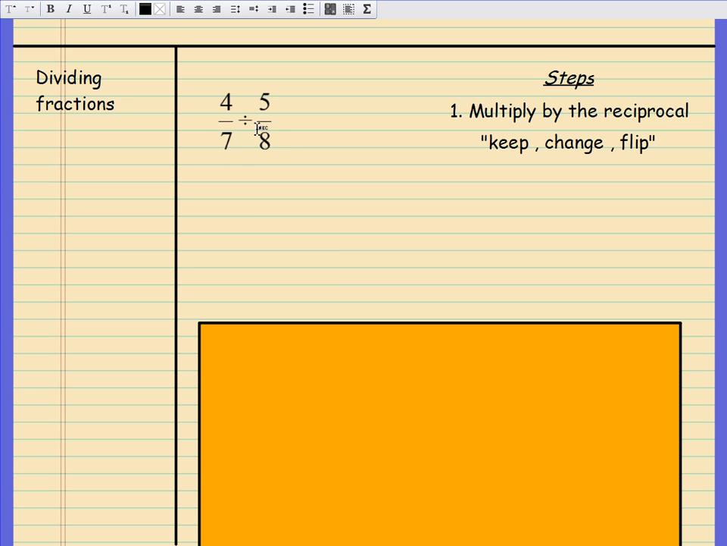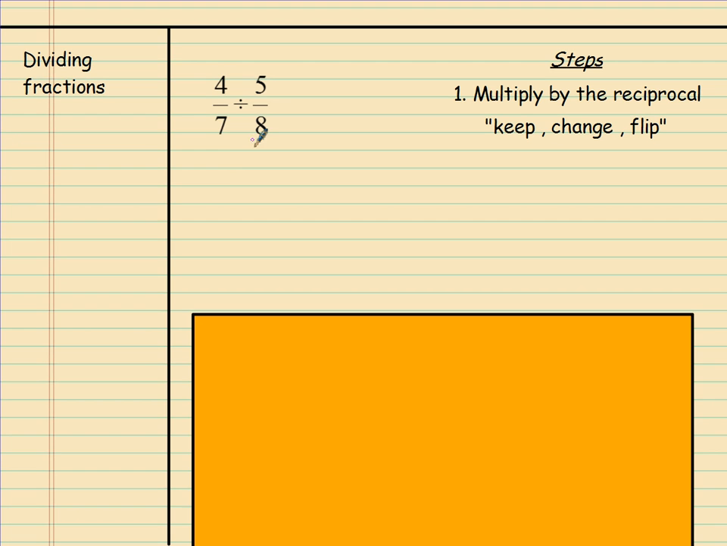4/7 divided by 5/8. Instead of dividing, we're going to multiply by the reciprocal of 5/8. And let me show you how that looks. We have 4/7. Instead of dividing, multiply. Reciprocal of this is 8/5. And let's look at this keep, change, flip. Notice we keep the 4/7, we change the sign, and we flip the last number. Keep, change, flip.